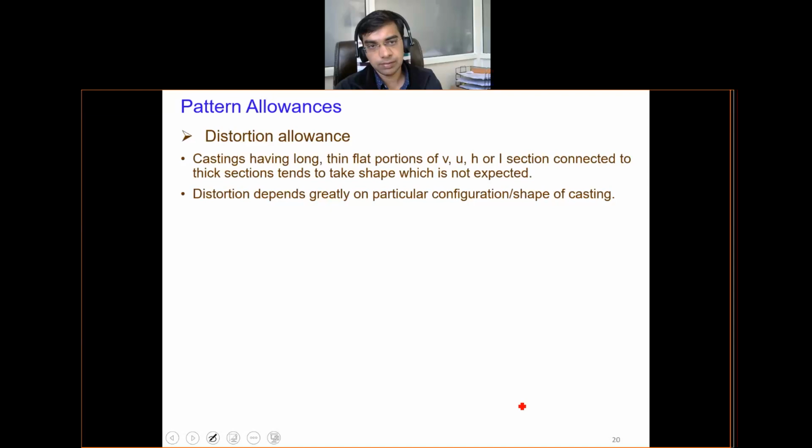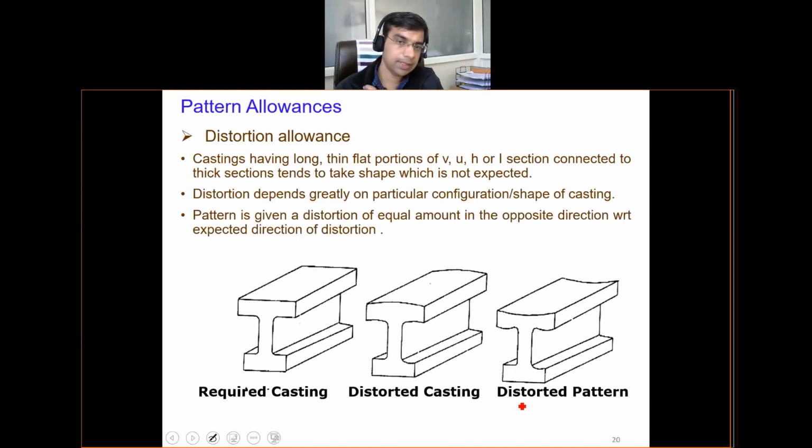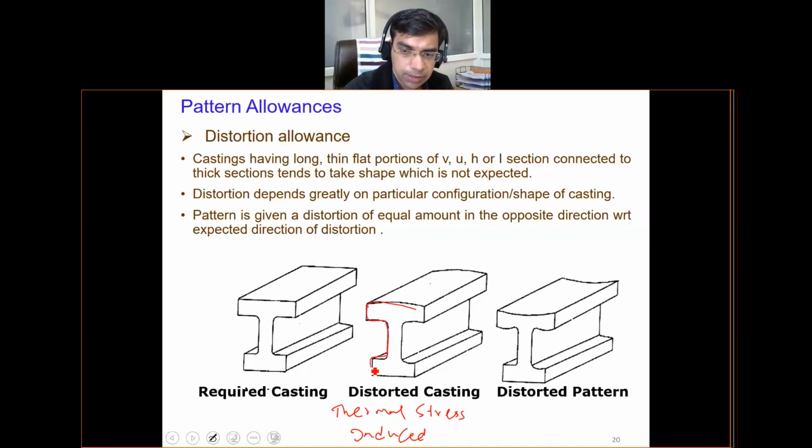Next, it is basically the distortion allowance. Distortion allowance is provided to counter the distortion which comes into casting. Why does this distortion come? That is the first question. Distortion comes because upon solidification, when there is loss in temperature, several thermal stresses are induced in the cast product. These thermal stresses cause change in some dimensions, like some part may be bulged out or some part may not be bulging out.